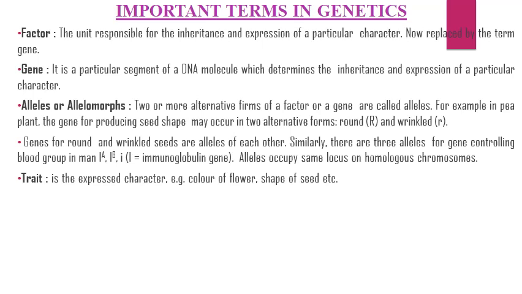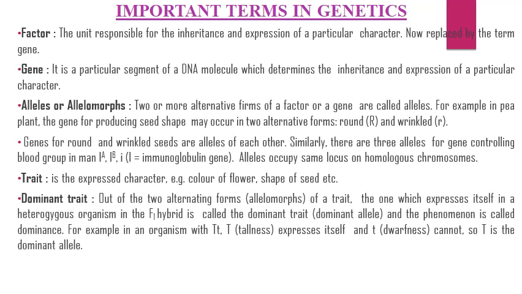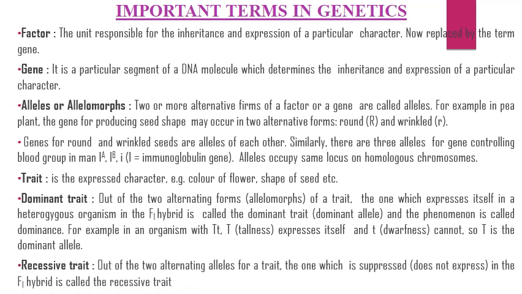Trait: this is the expressed character, like color of flower, shape of seed, etc. Dominant trait: out of the two alternating forms, called allelomorphs of a trait, the one which expresses itself in a heterozygous organism in the F1 hybrid is called the dominant trait, and the phenomenon is called dominance. For example, in an organism with capital T small t, capital T expresses itself and small t cannot, so capital T is the dominant allele.